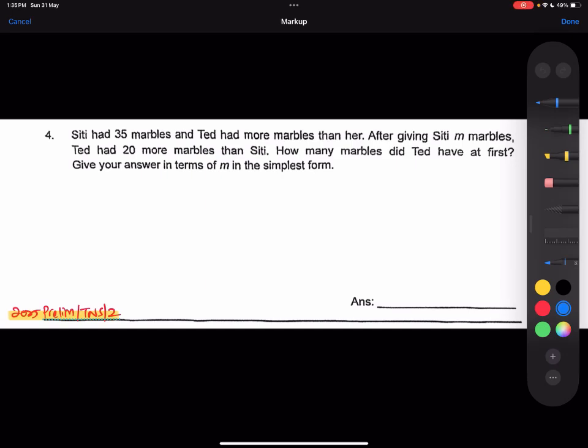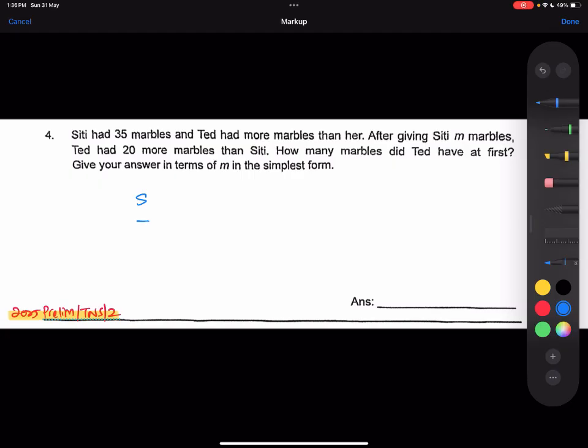2025 Prelim TNS School Paper 2, Question 4. Siti had 35 marbles and Ted had more marbles than her. After giving Siti M marbles, Ted had 20 more marbles than Siti. How many marbles did Ted have at first? Give your answer in terms of M in the simplest form.